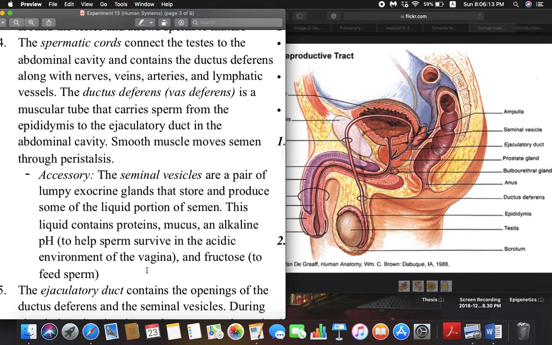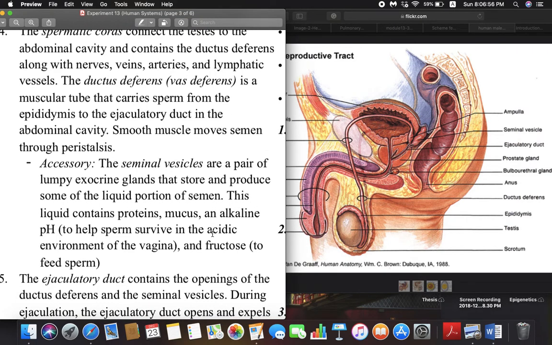We need to know about a couple of accessory glands. First of all, we have the seminal vesicles, which are these glands here. They are a pair of lumpy exocrine glands that store and produce some of the liquid portion of semen. This liquid contains proteins, mucus, an alkaline pH, and fructose. The reason for the alkaline pH is to help the sperm survive in the acidic environment of the vagina so that neutralization can occur. And the reason for containing fructose is to feed the sperm. So fructose, an alkaline pH, mucus, and proteins are produced by the seminal vesicles.